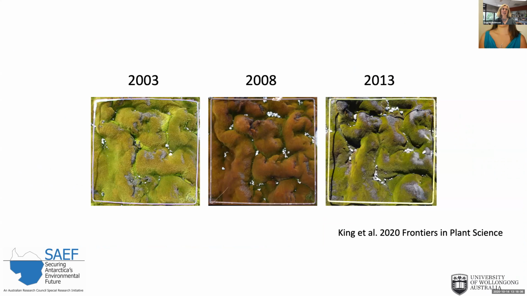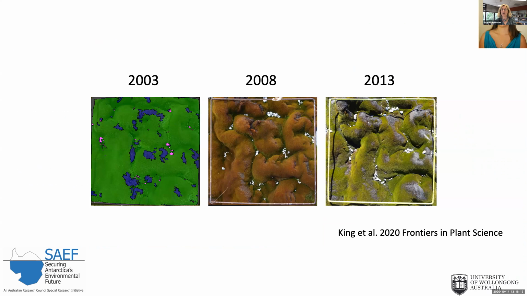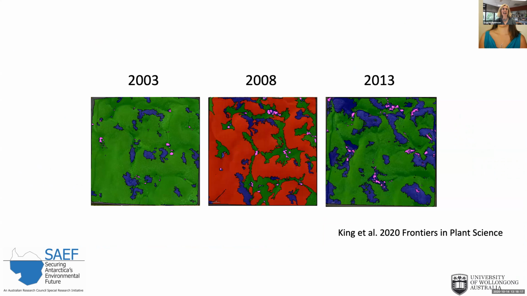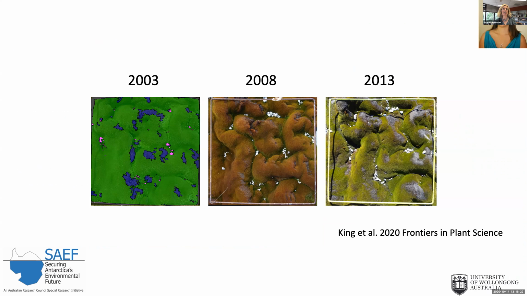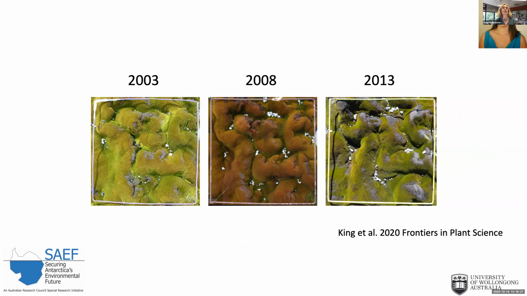So these are the photographs of the quadrats from 2003, 2008 and 2013. And Diana did automated analysis of these using eCognition to look at how much of the moss was green, how much of it was red, and how much of it was grey. And you can see that when we started off, most of the moss was green, with a small amount of grey. When we went back in 2008, everything had gone red. And then in 2013, most of the moss had turned back to green again, but there was still more grey.